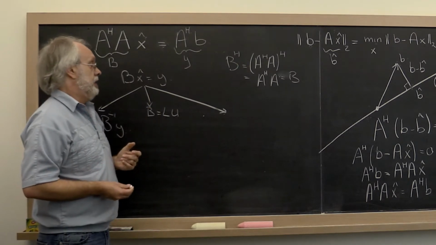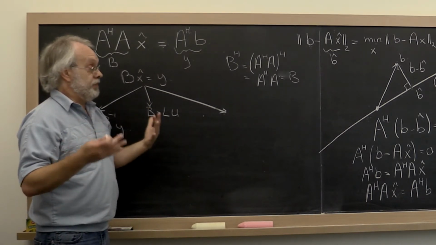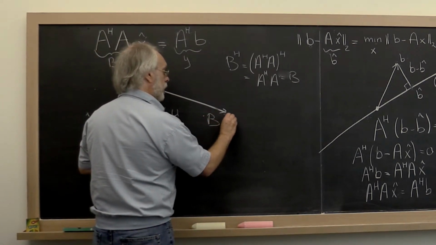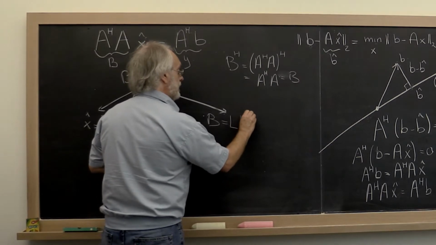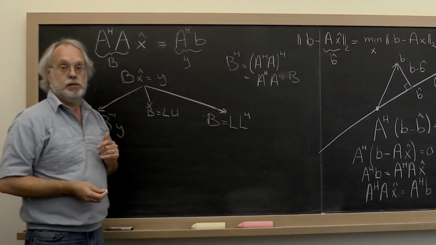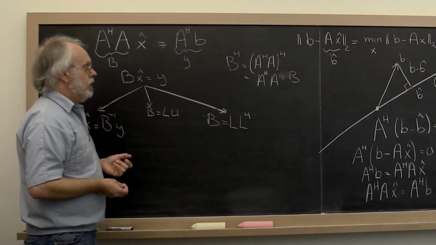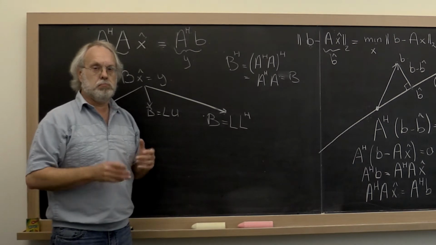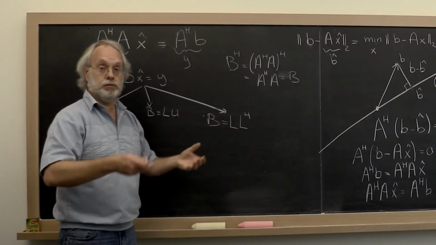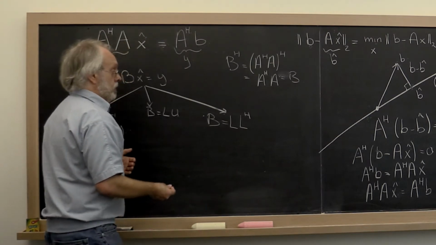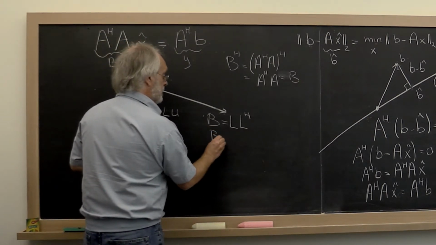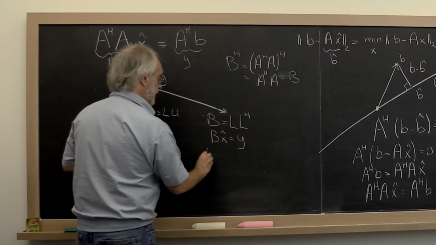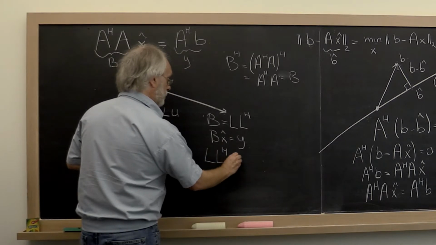If a matrix is symmetric positive definite, or Hermitian positive definite in this case, then you can actually factor it into a lower triangular matrix times its Hermitian transpose. And how does that help us? Well, we're going to see how to compute that in a future week. But let's just say that we know how to do this. What do we do with the result? Well, we want to solve B times x hat is equal to y. We can then substitute in for B, L times L Hermitian transpose.